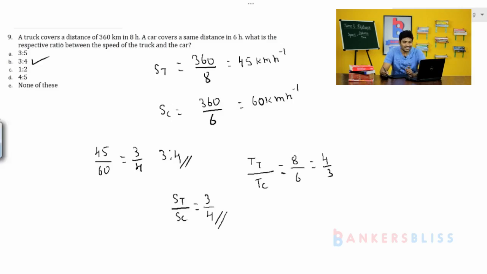Okay. See here, the second technique: if you solve through the concept orally, you can solve 8/6, 4/3. So, time ratio 4/3, then speed ratio will be 3/4. So, 3:4 is the answer. How easy it is to calculate. Okay. Let us move on to the next problem.